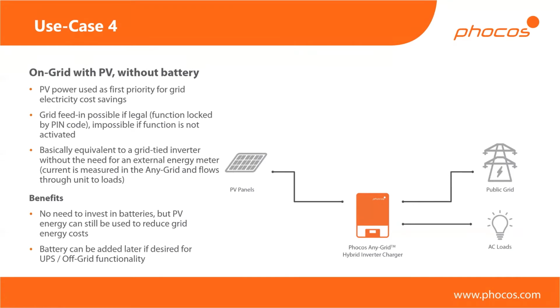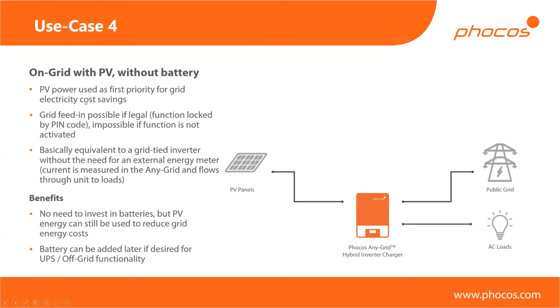Use case number 4. We have an on-grid scenario with PV, but this time with no battery. Like I said earlier, batteries are obviously an important cost driver, and in some cases, it's just more economical to build a system with no battery at all. So that's what we have here. The battery's missing on the bottom left.